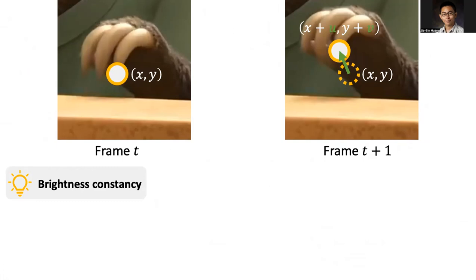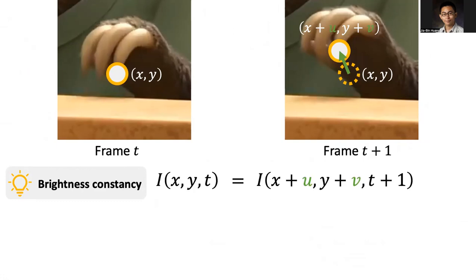So what does this assumption look like mathematically? It looks like this. The intensity of the pixel at location x, y at time t is the same as the intensity at x plus u, y plus v at time t plus 1. This just says that the pixel you want to track does not change color or brightness. That's the math to describe what I just said.